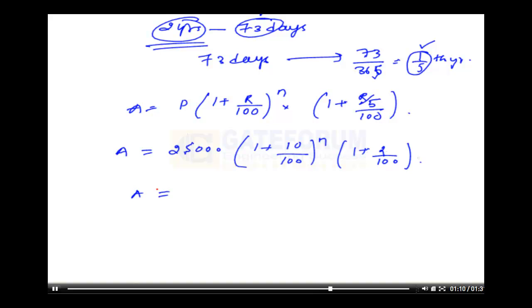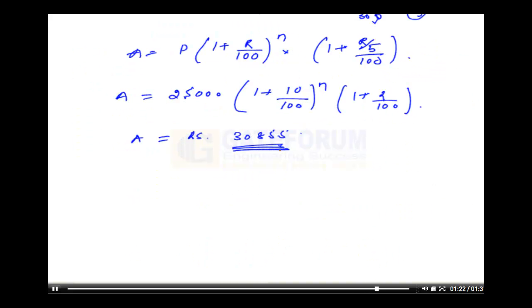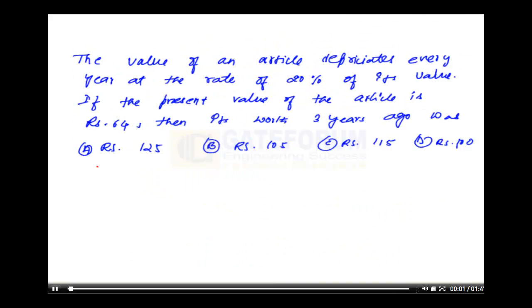Now if we simplify, it will be approximately 30,855, which is the amount after 2 years 73 days. Initially the amount was 25,000, now it is 30,855. So the difference between them is nothing but the compound interest, which is 5,855. Option C.